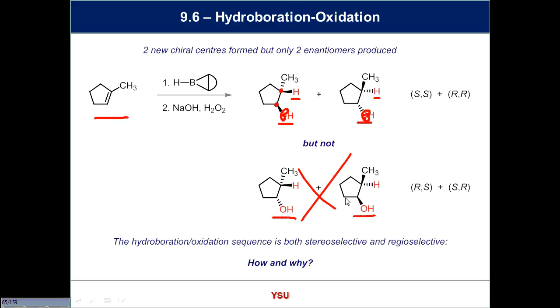That B and that H will add to one face at the same time like that to give maybe 2 wedges, and it'll add from this face in a different molecule at the same time to give you 2 dashes, which is where those top two products come from. So there's the proof of the fact that this is concerted.